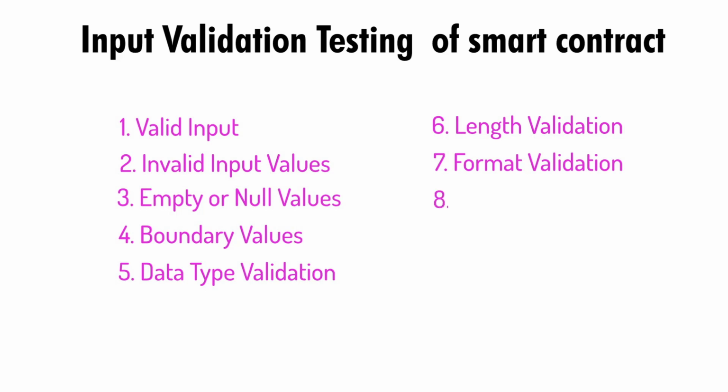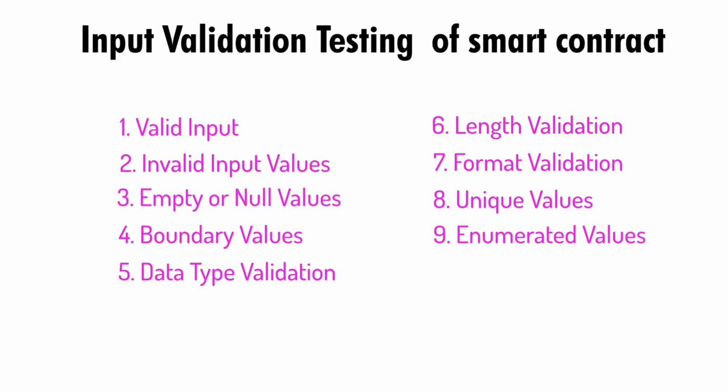Unique values. Test the contract with input values that should be unique, like unique identifiers or account names, etc. Verify that the contract detects and handles these situations where duplicate and non-unique values are provided. Enumerated values. Test the contract with input values that should match a predefined set of options or enumerated values. Verify that the contract correctly validates these inputs against the allowed options and rejects values that are not within the specified list.